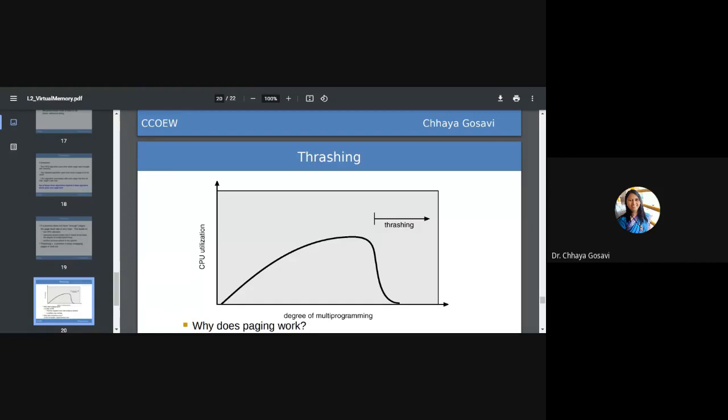And even then the operating system thinks that the CPU is idle, so let's add more processes to improve CPU utilization, but it again adds load to main memory, and all the processes again go into swapping in and out, and this will lead to decreasing CPU utilization. So this part is called thrashing.